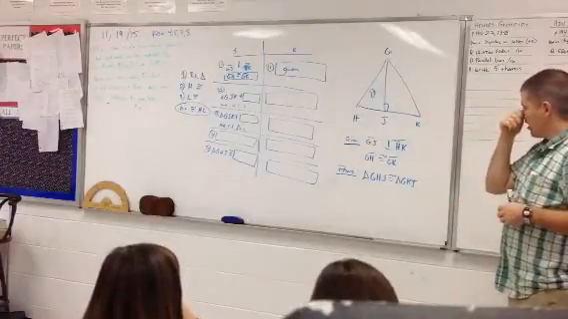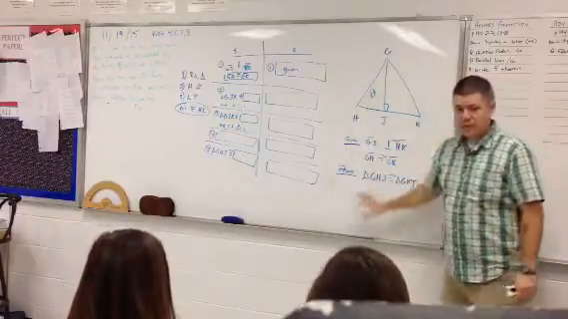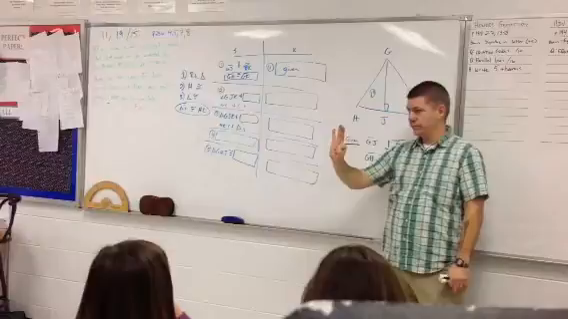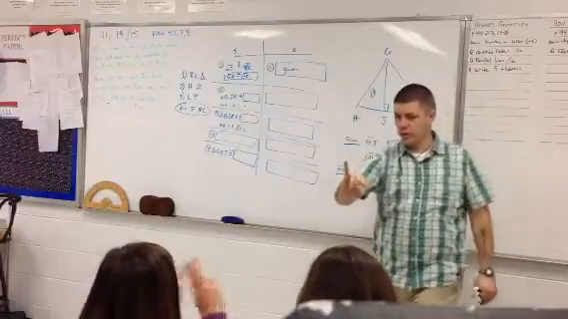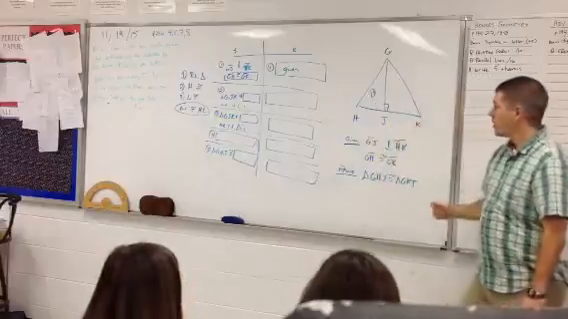So let's just follow through. Okay, I'm going to use hypotenuse leg. So what three things have I got to do? Right triangle, good. Hypotenuses and the legs, good. All right, so let's start.